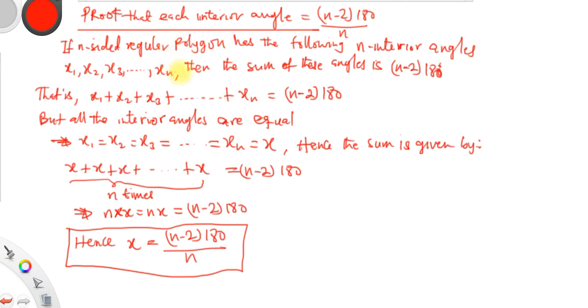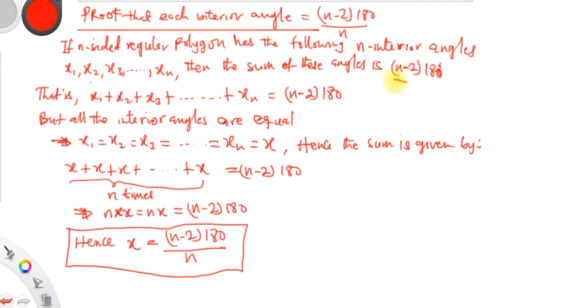So yes, guys, we want to look at the proof that each of the interior angles is equal to n minus 2 times 180 over n. So we are saying that if an n-sided regular polygon has n interior angles, the first interior angle is S1, the second one is S2, the third S3, up to Sn, where Sn is the nth interior angle. So if the polygon has 3 sides, then this one will be S3, meaning the third interior angle. Then the sum of the angles is what?